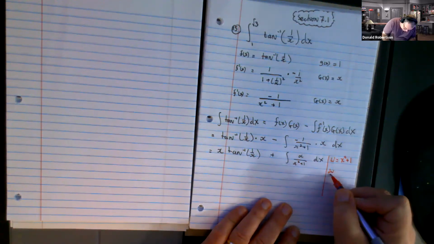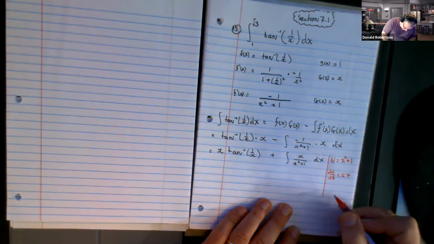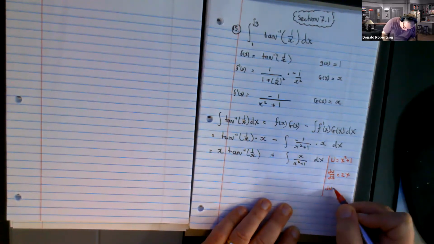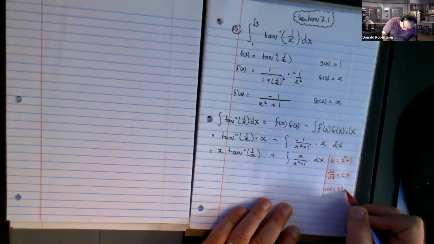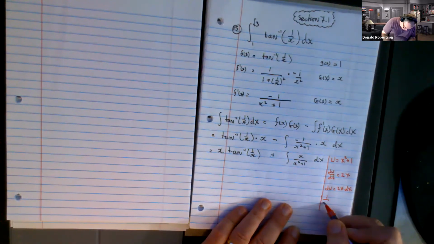Differentiate with respect to x, which gets you 2x. Do the crossover. And then divide both sides by 2x to isolate the dx.